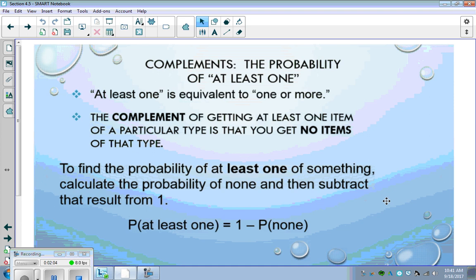Again, at least one is equivalent to one or more. So the complement, and remember, how do we find the complement of the event? It's what? 1 minus that probability. The opposite, correct? So the complement here of getting at least one item is that you get no items. So I would calculate the probability of getting no blues and subtract that from 1, because that would be the complement of that probability. And that's really what it says here. The probability of getting at least one is equal to 1 minus the probability of getting none. Okay?